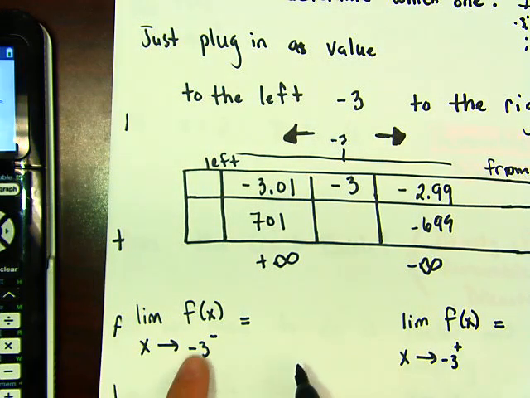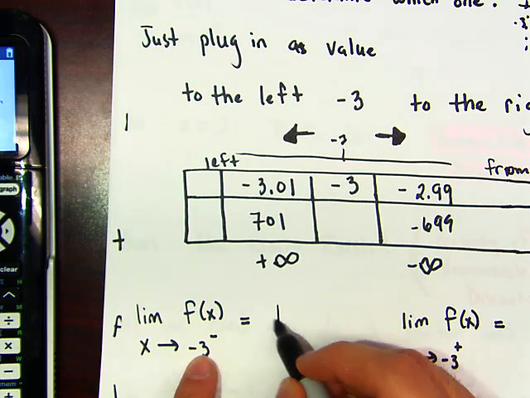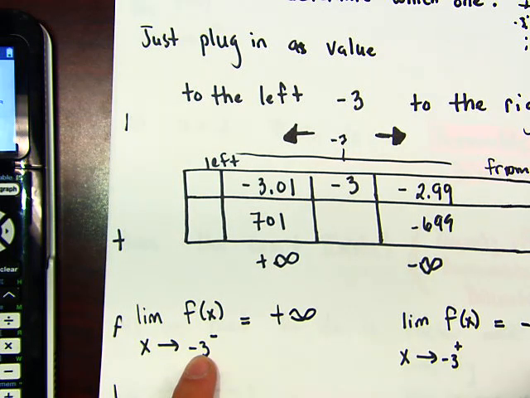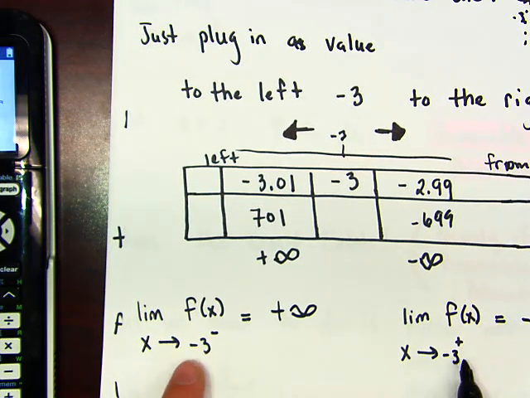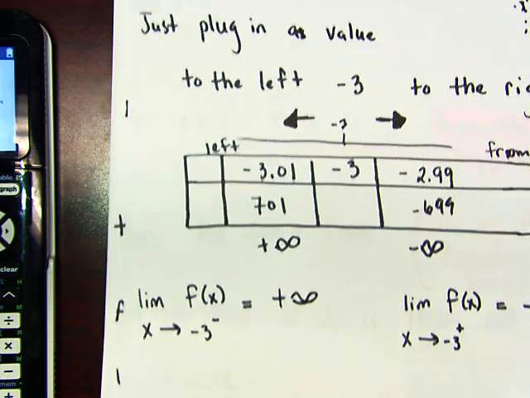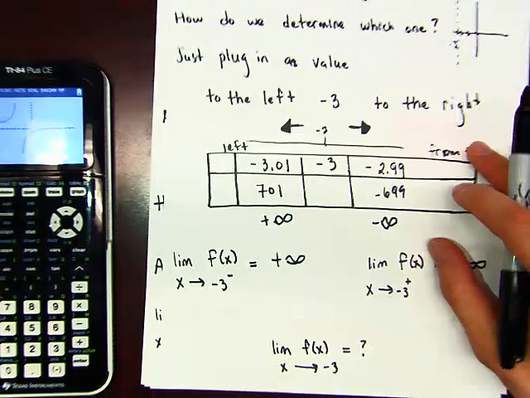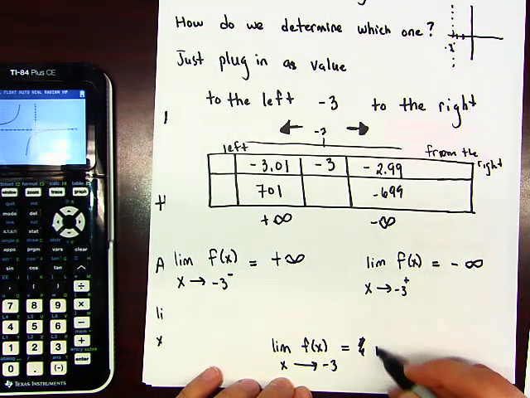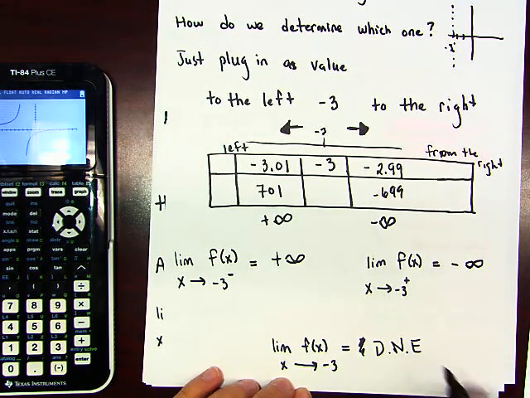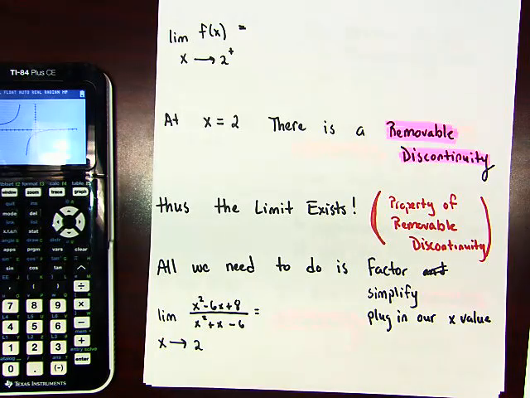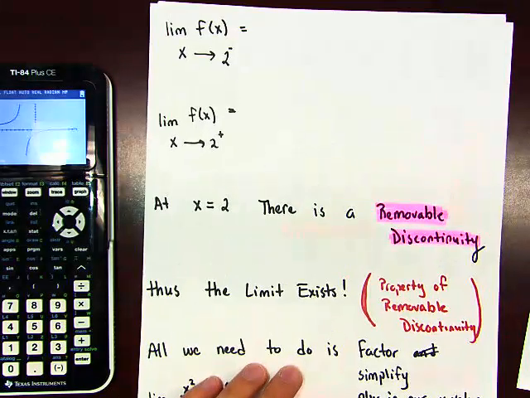So notice that if this is going to positive infinity from the left, and this is going to negative infinity from the right, does the limit actually exist? And here it does not exist. Okay? Now, let's go do the next part.